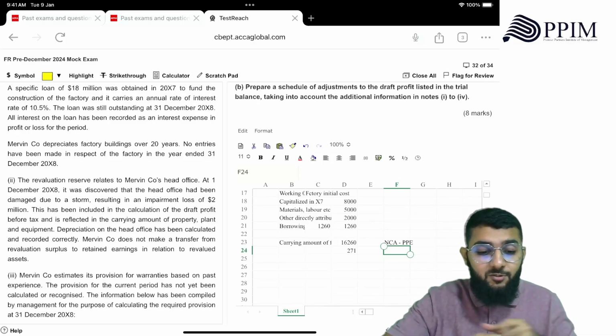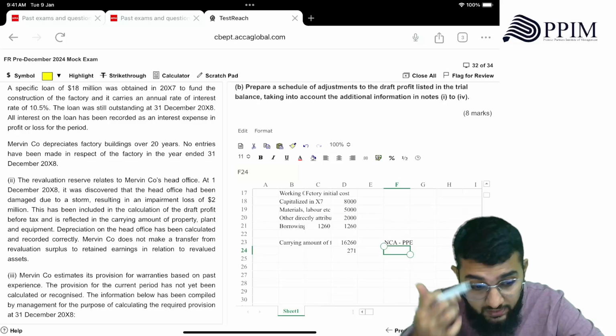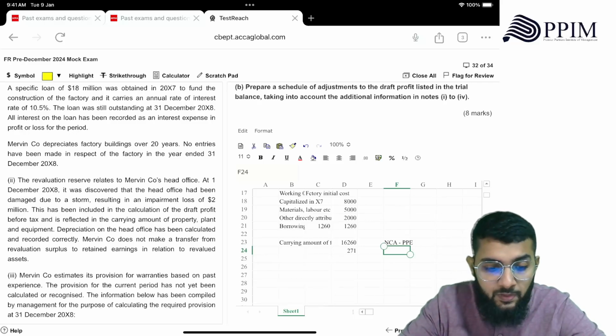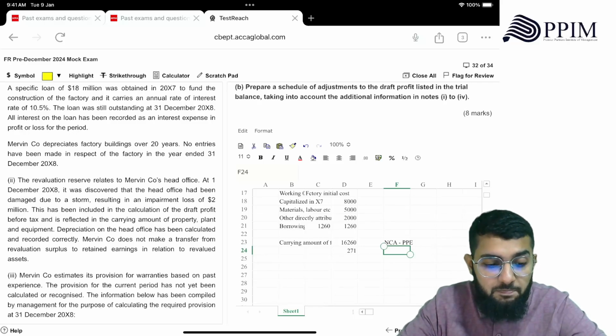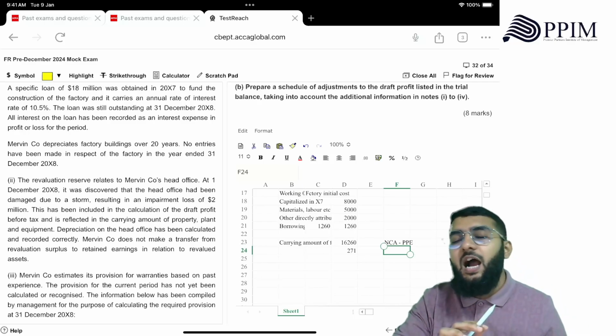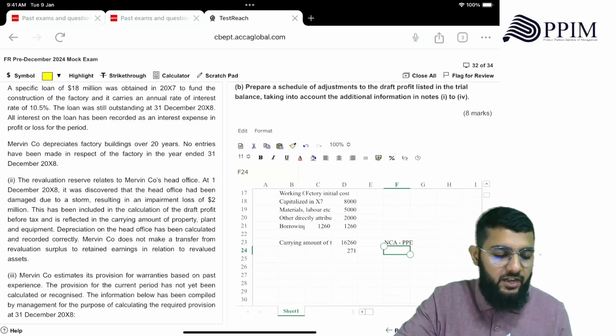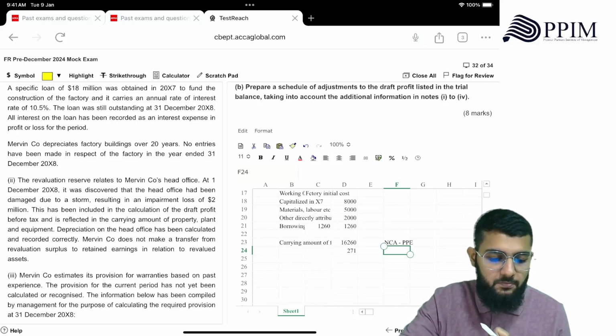What they're saying is revaluation reserve relates to Mervyn Co's head office. At 1st of December 20x8, it was discovered that the head office had been damaged due to a storm, resulting in impairment loss of $2 million. IAS 16 PPE revaluation. Tell me how is that adjusted? How is that recorded? Tell me.